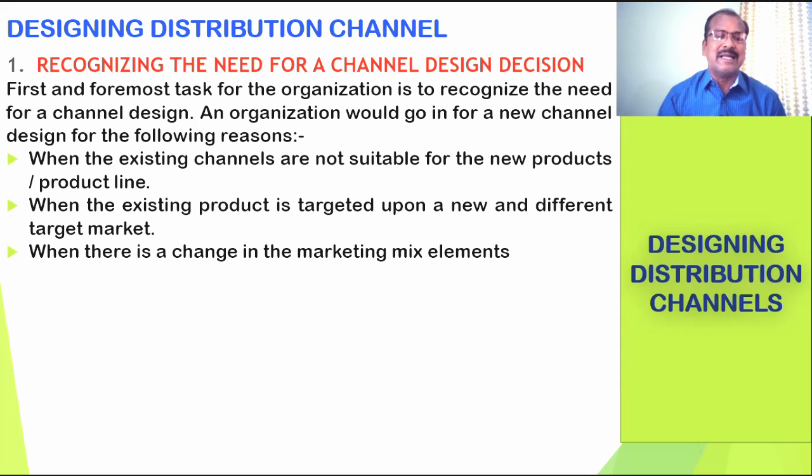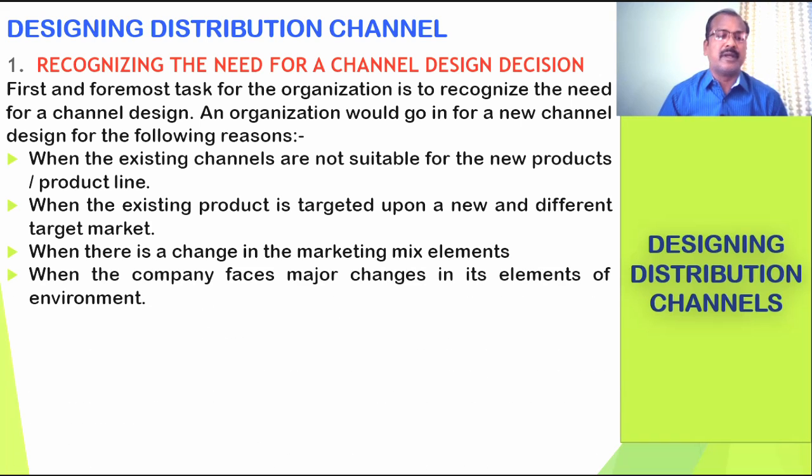The third one is about when there is a change in the marketing mix elements. Obviously, the channel decisions are related to the P called place, which is one of the elements of marketing mix. When a company finds changes in the other elements of marketing mix, the elements such as product, price and promotion, obviously the company requires to make adequate or corresponding changes in the 4th P named place. So when you find change in the other elements of marketing mix, corresponding change should also be made in the P which stands for place, and that could be a reason for new channel design decisions.